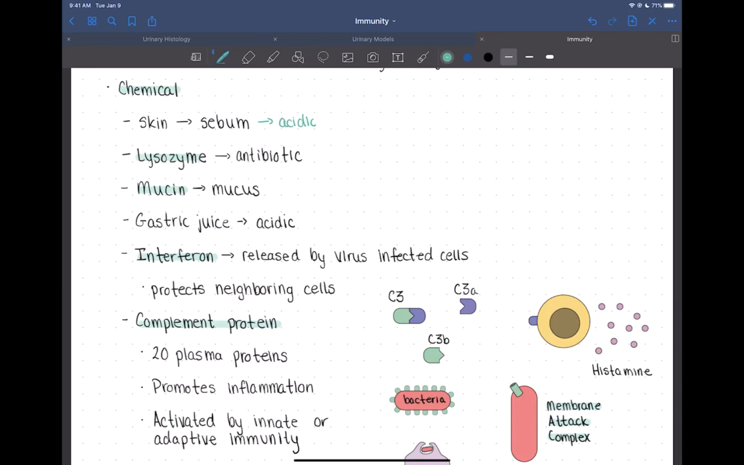Okay, and then lysozyme we've talked about before. It's an antibiotic. It is found in tears and saliva, right? And so it just kills anything, viruses, bacteria, anything like that, right? And then mucin is the chemical that forms mucus, all right? And so it will help to trap pathogens, again, like mucus does.